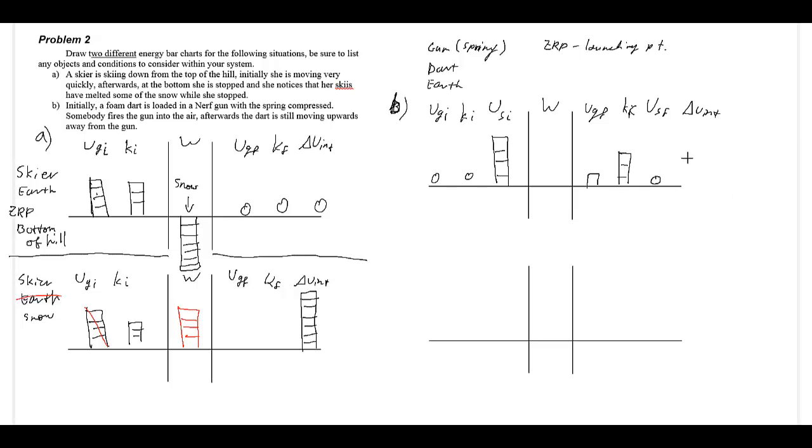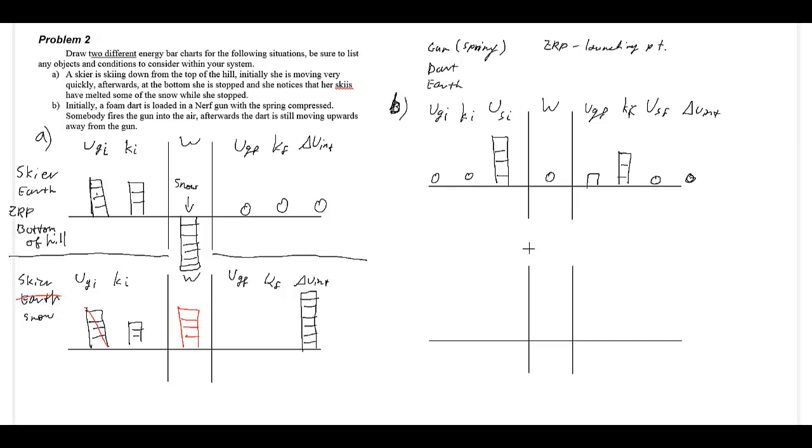In this case, I'm assuming that there's no internal energy, there's no heating going on here, so I'm going to keep that at zero. And because there's no objects external to the system that could be exerting a force on it, assuming no air resistance, I'm sure there could be a little bit of work done by air resistance on this foam dart, but I'm going to assume no air resistance.